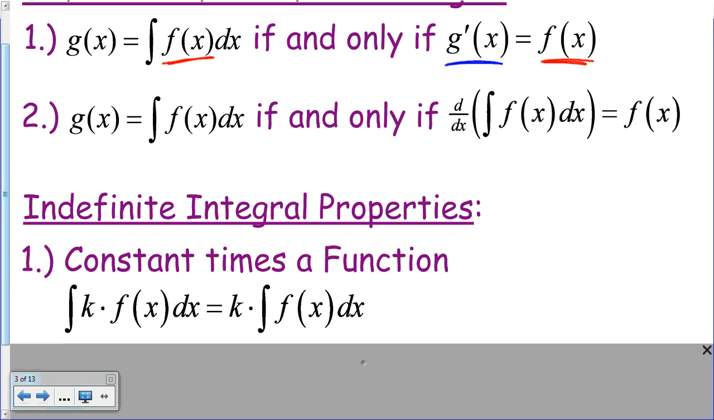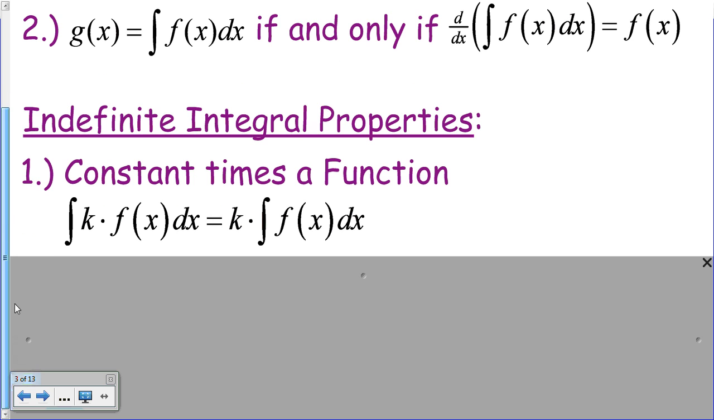All right, here are a couple of properties you should know when working with indefinite integrals. Some of these properties will start to sound familiar, hopefully, because we've talked about similar properties with limits as well as with derivatives. And it turns out indefinite integrals have similar properties.